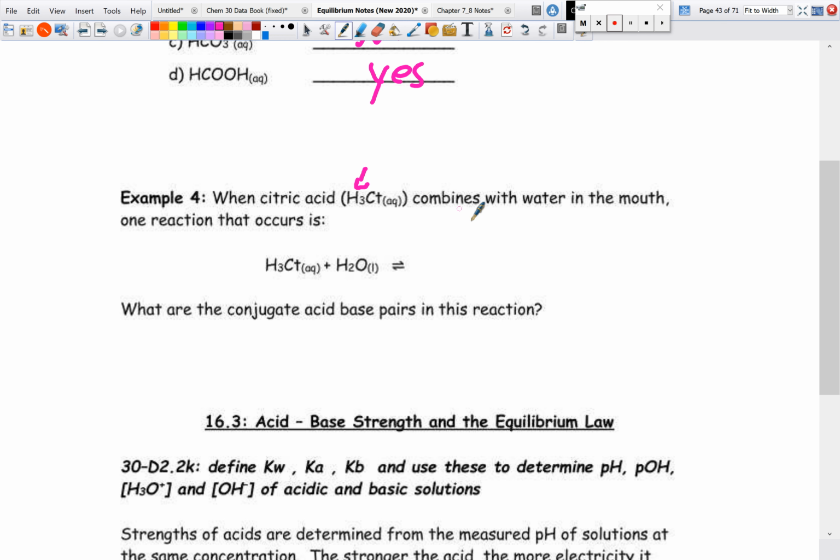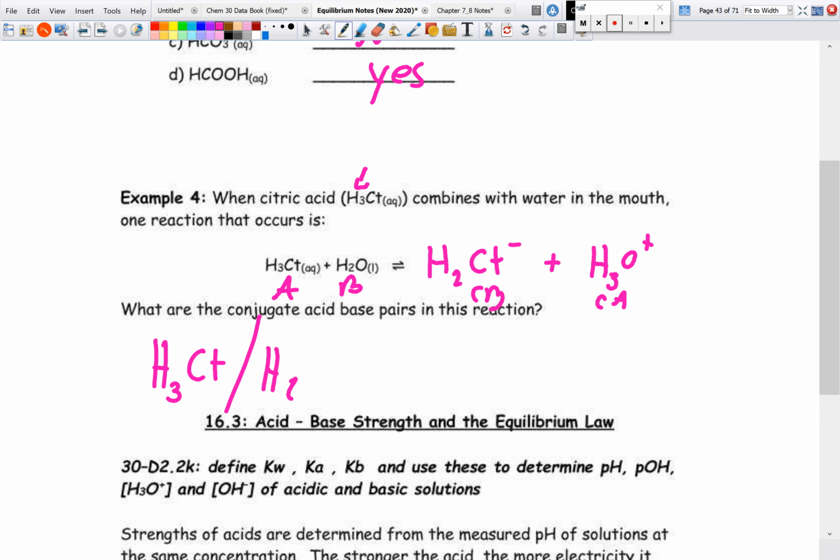So where this one says citric acid combines with water in your mouth, one reaction that occurs is. So we have our reactants right here. This is our acid and this is our base. That means our conjugate acid and conjugate base. So of course, when we're listing out the conjugate acid and base pairs for this reaction, we have our acid H3Ct and its conjugate base H2Ct-, and we have H2O, the base, and the conjugate acid H3O+. And that is it for this section.